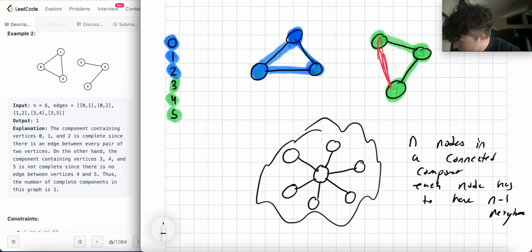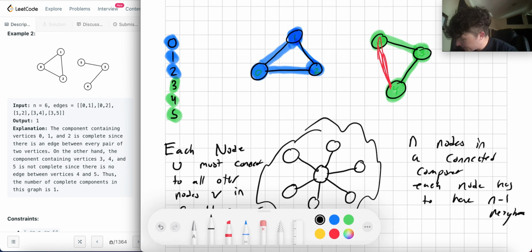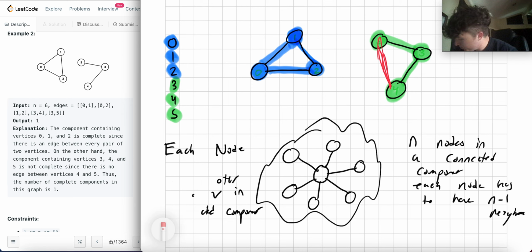So I guess, to state this succinctly: each node U must connect to all other nodes V in the connected component. I like how I said I'd say it more succinctly, and then I literally just wrote out a long thread of bogus.